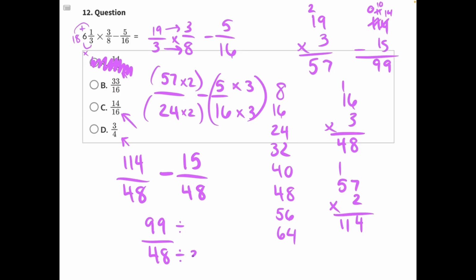48 divided by 3 is 16. 99 divided by 3 is 33. 33 does not have many factors, so this is as simple as this fraction can get, making B our correct answer.